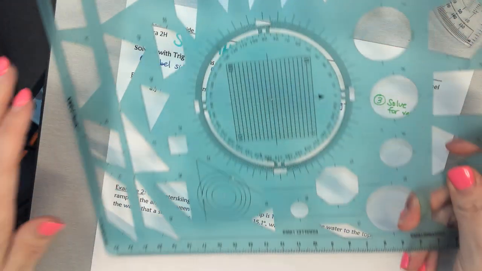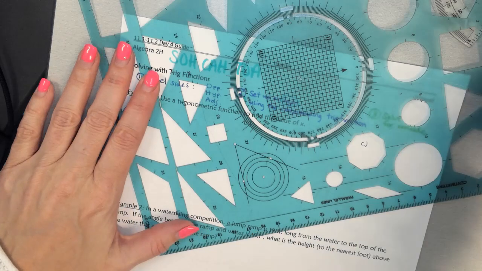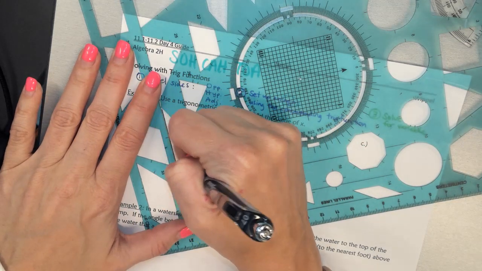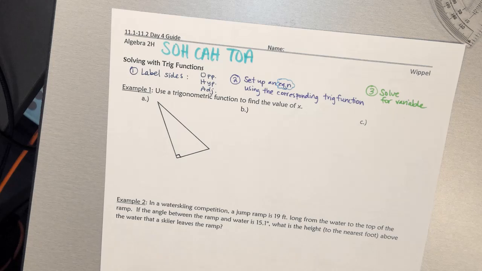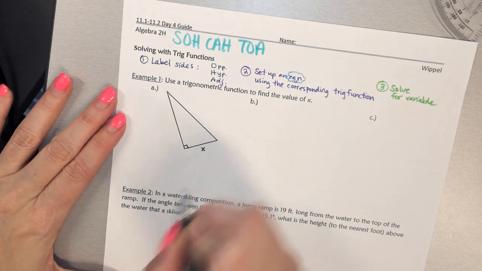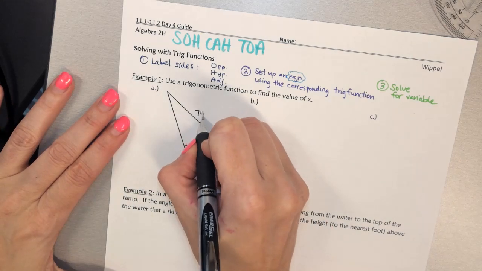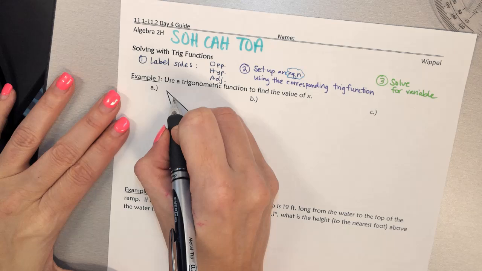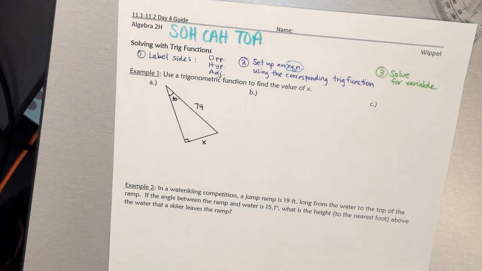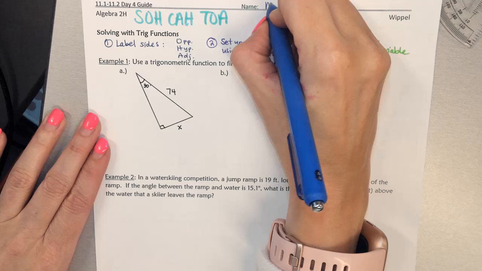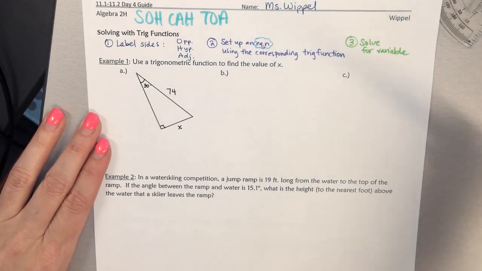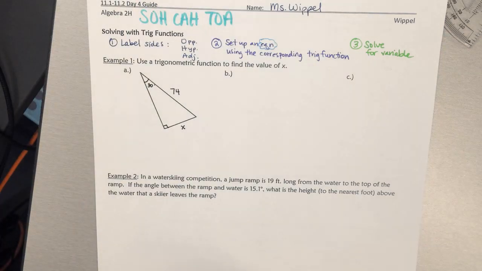I'm going to draw the first right triangle for you. This is going to be your triangle. This side is x. This side is 74. And you are given that this angle is 30 degrees. If I follow my steps, the first thing I'm going to do is label opposite, hypotenuse, and adjacent. That is always going to be labeled from the angle that you are using.